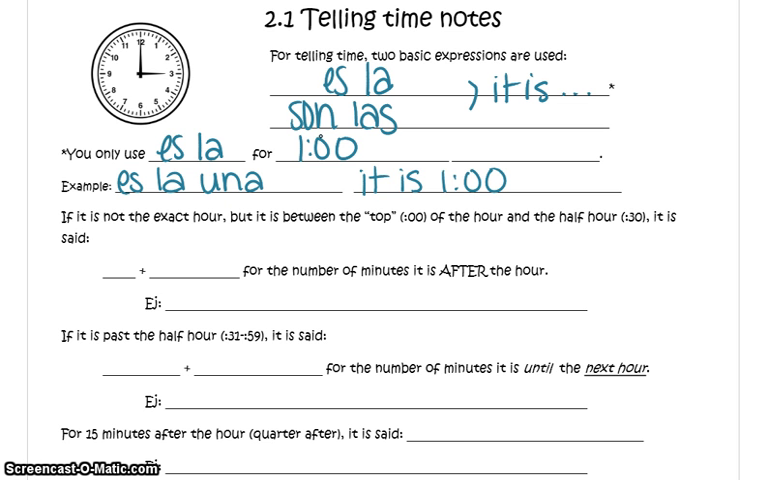Now it's not always the exact hour. So if it's between the top of the hour and the half hour, then you use y and a number to say how many minutes it is past that hour. So for example, if we wanted to say that it is 2:10, we would say son las dos y diez. So it is 2 and 10. So 2 plus 10 minutes.